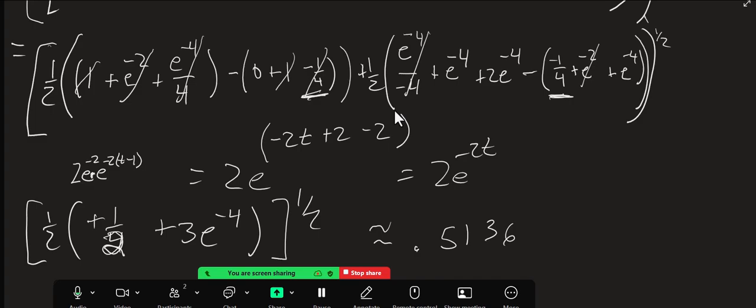Oh, I see my mistake. It was plus e to the negative 4 plus 2e to the negative 4 minus e to the negative 4. This should have been 2e to the negative 4. And that's even closer. So anyway, it's close.